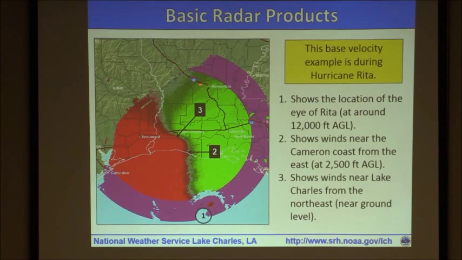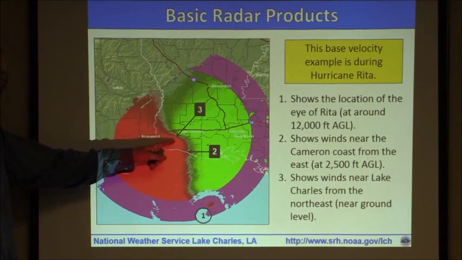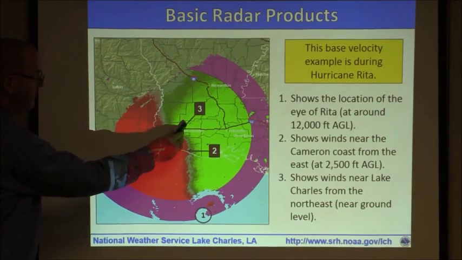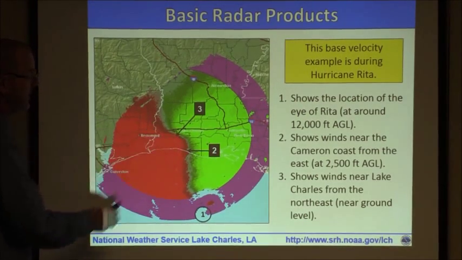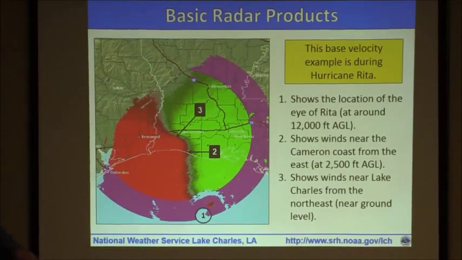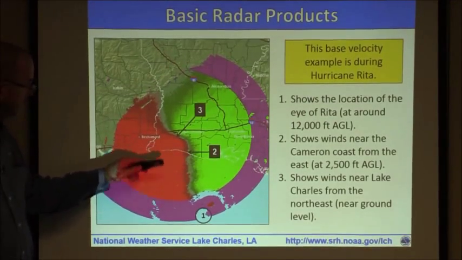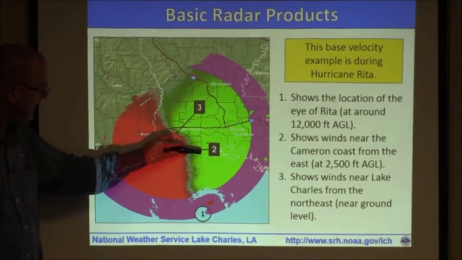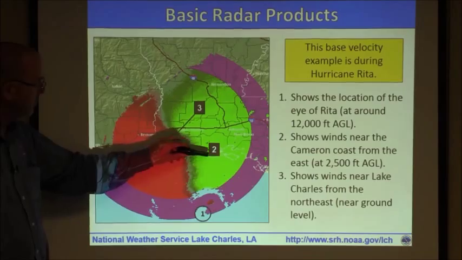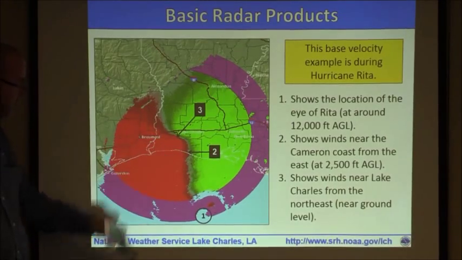So you can kind of see a little S-shape for that. What that actually means is this. At the radar site, number 3, where our radar is located, if you draw a line perpendicular to the zero line, it tells you that the winds are blowing from the northeast to the southwest. Now down here at the coast, east of Cameron, that zero line is basically north and south, so I know the winds here are blowing east to west.